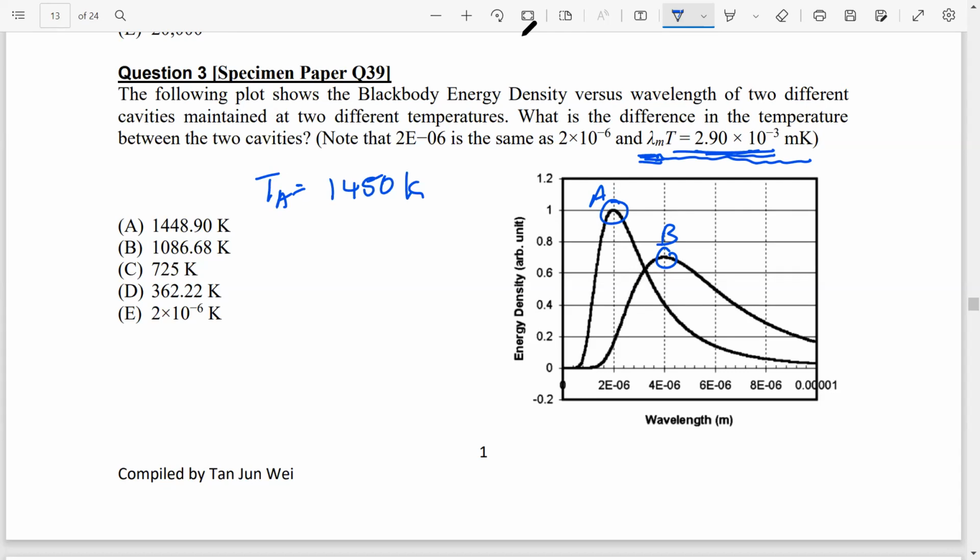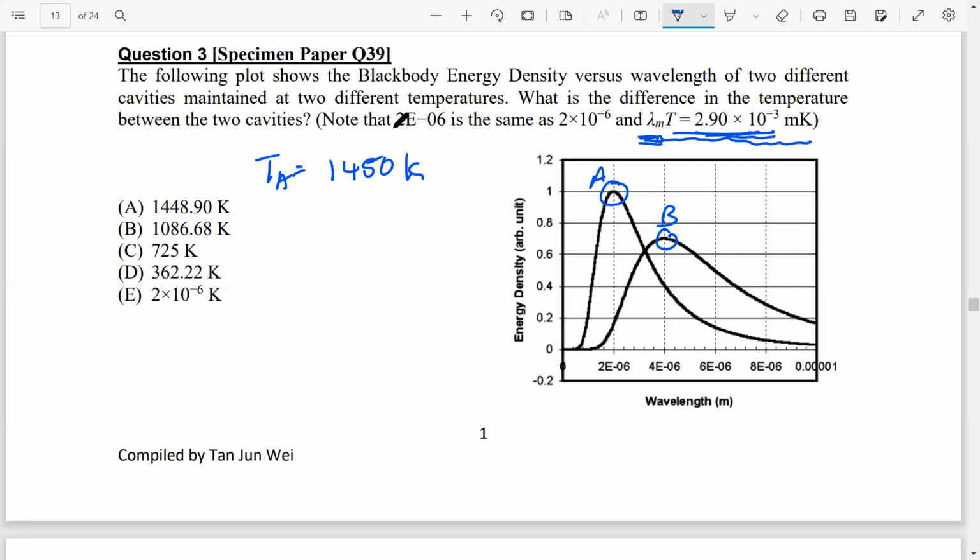I hope you're following. For B, same thing, we'll just use T equals this divided by lambda, using 4 times 10 to the power of minus 6, you will get 725 kelvins. The formula is already given to you, so this is still a pretty straightforward question, just that you need to know what lambda means. I think what they mean here is the maximum, the M. So the difference in temperature, TA minus TB, will also give you 725 kelvins. That will give you an answer of C.